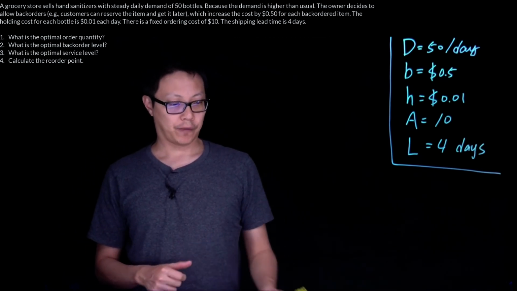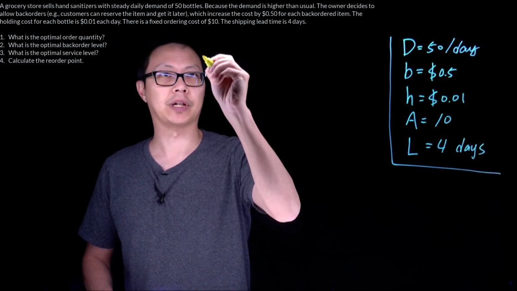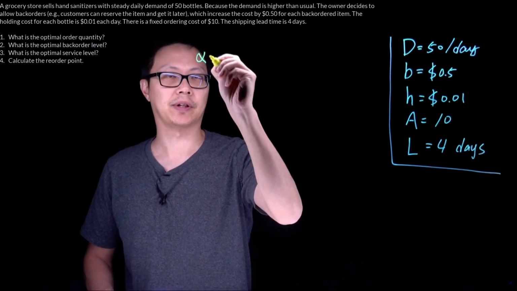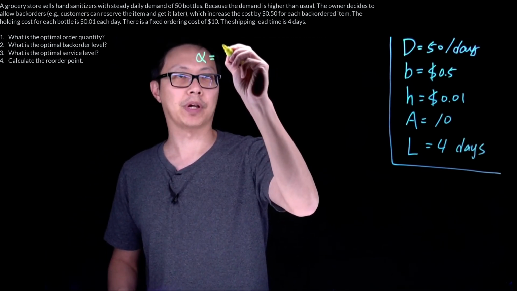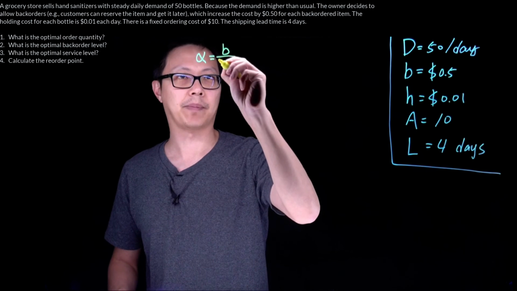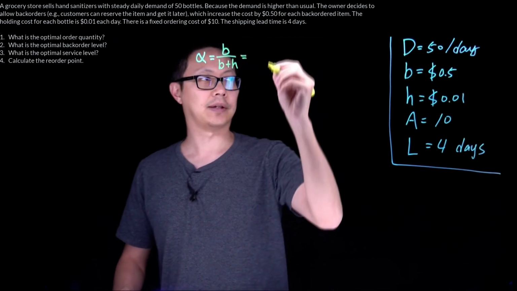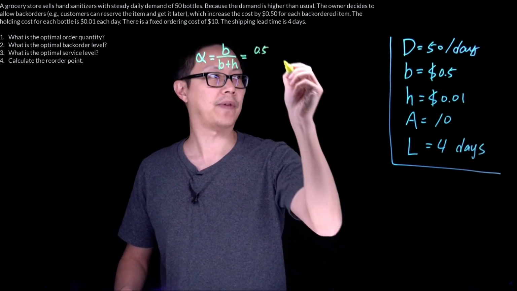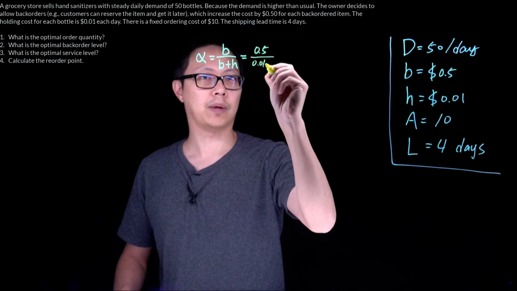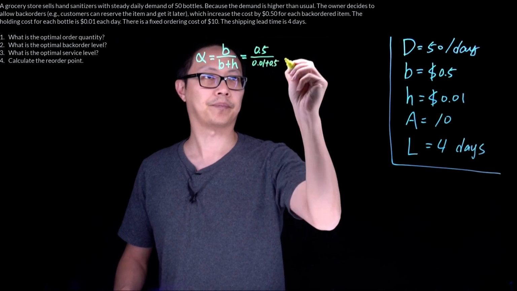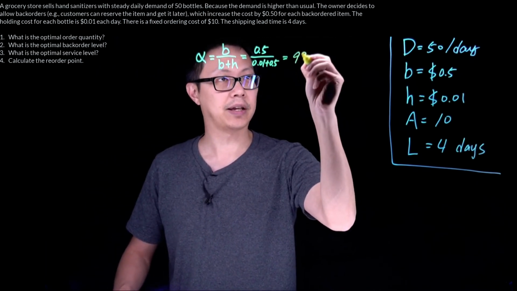When you are trying to solve the EOQ with planned back order, the first thing you want to calculate will be the service level, the optimal service level, and we call it alpha. The formulation for alpha will be B divided by B plus H. So in this case, it will be 0.5 divided by 0.01 plus 0.5. I believe this is somewhere around 98%.